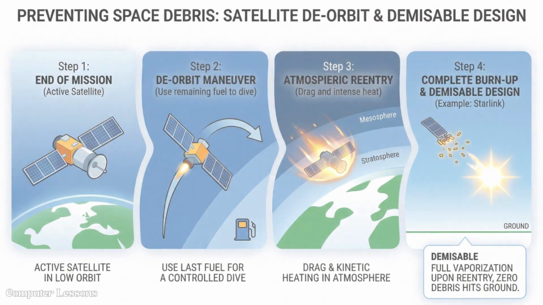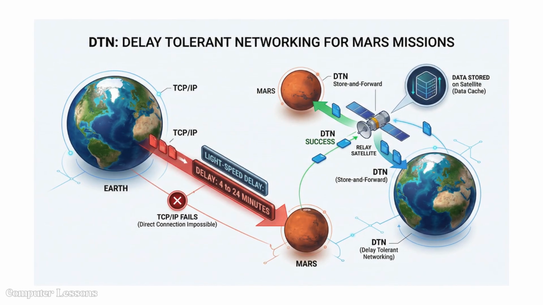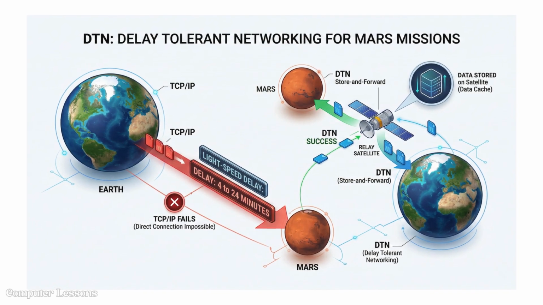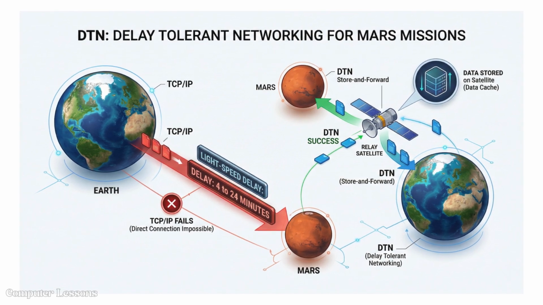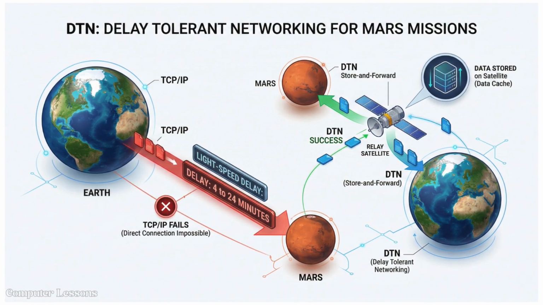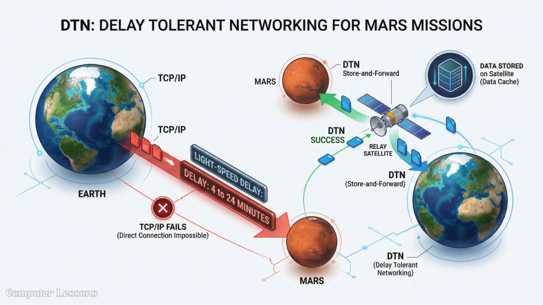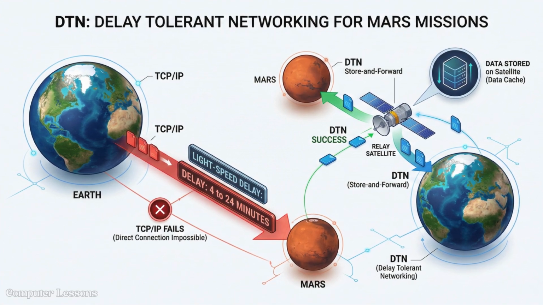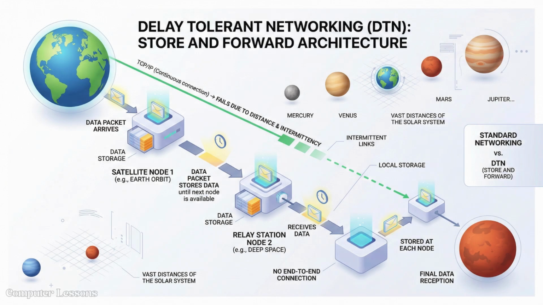We are also looking beyond Earth. As we send humans to Mars, we cannot use standard internet protocols like TCP/IP because the light speed delay is between 4 and 24 minutes. We are developing DTN, or Delay Tolerant Networking. In DTN, there is no end-to-end connection. Data is stored at each node, a satellite or relay station, until the next link becomes available. It is a store and forward architecture designed for the vast distances of the solar system.